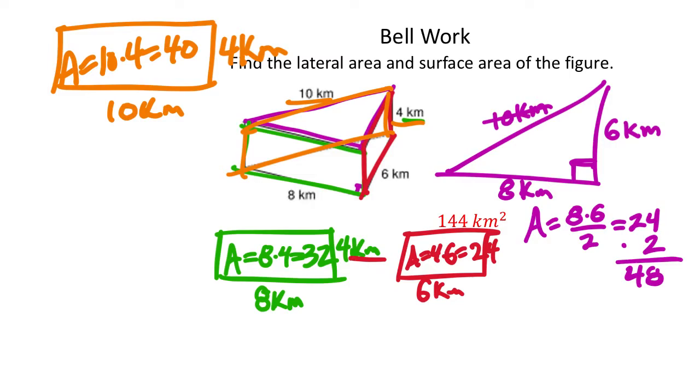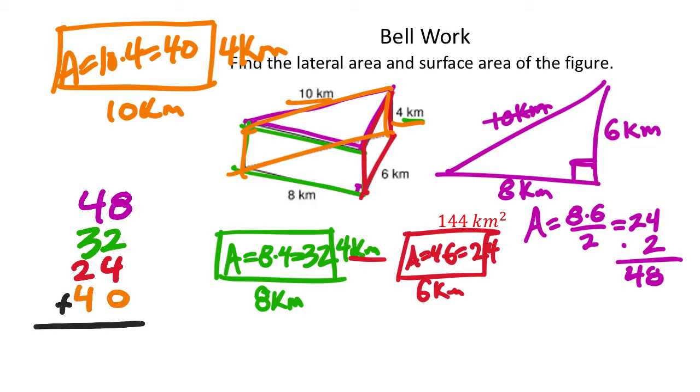So we got all 5 areas. We're only going to show 4 though because we did the triangle twice. So the 2 triangles were 48 square kilometers. We had the green rectangle at 32 square kilometers. The red rectangle at 24 square kilometers. And the orange rectangle at 40 square kilometers. So we're just going to add these together. And this will be the total surface area of the figure.